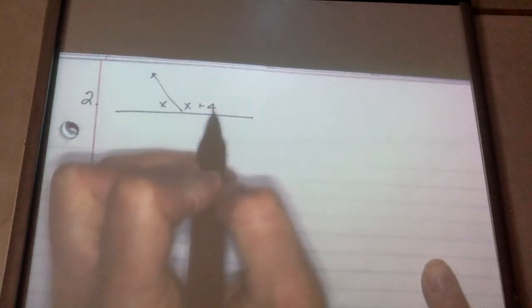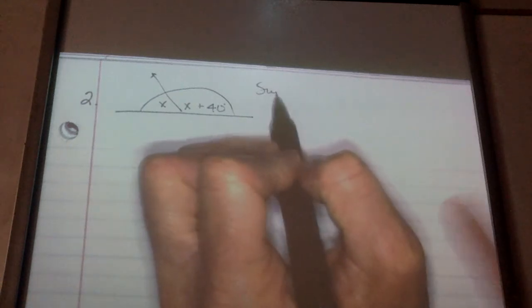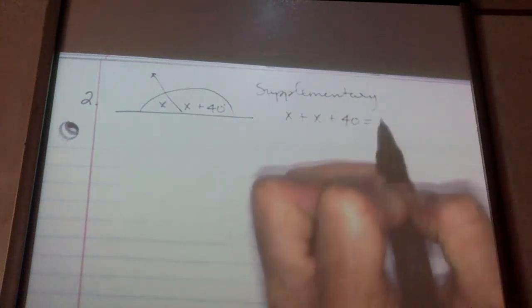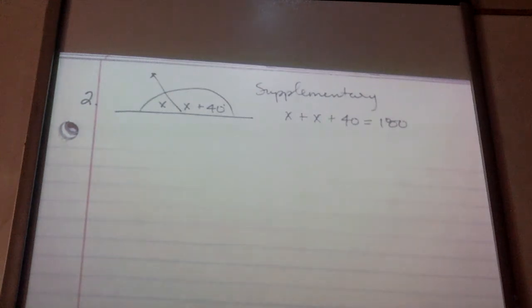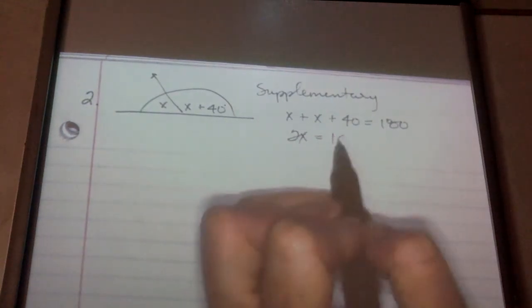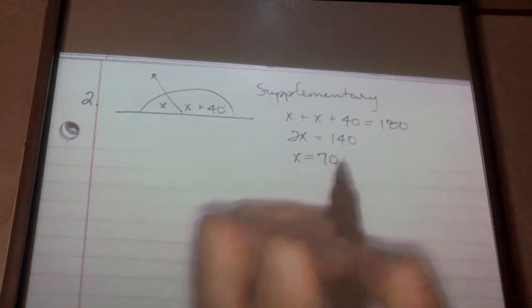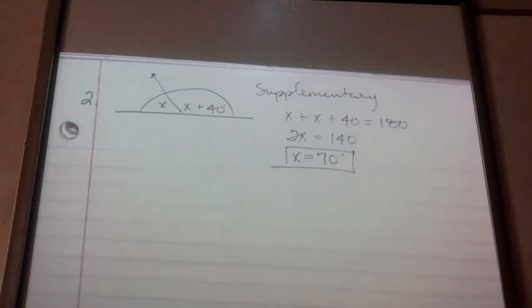Other types of examples that you might see having to do with the geometry is your straight angles. So if I had this here and they labeled this as x and x plus 40, okay, I know that these are supplementary. So x plus x plus 40 must add up to equal 180, which would be 2x equals 140, so x equals 70 degrees. Okay? Should be pretty straightforward.